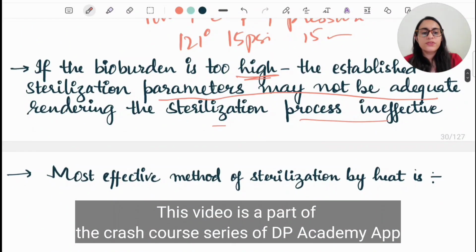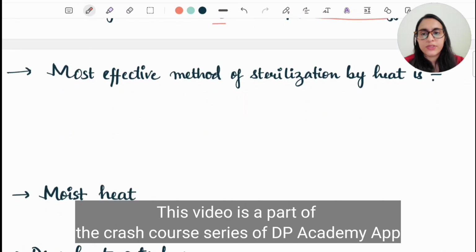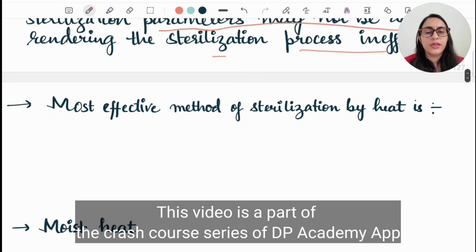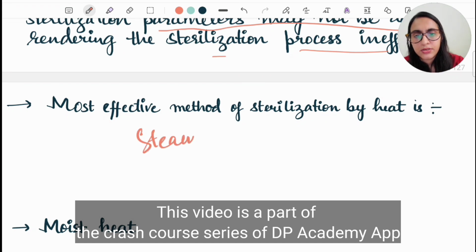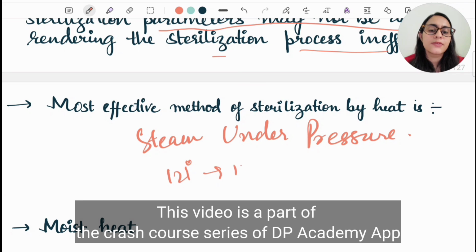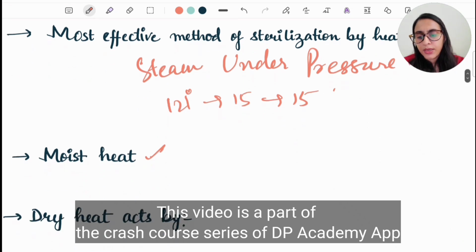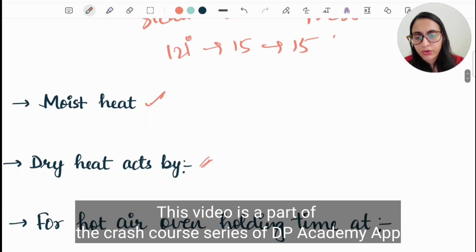The most effective method of sterilization by heat is the autoclave, which is steam under pressure, or you can say moist heat sterilization. If they ask for the best or most effective method of sterilization, it is steam under pressure, which is the autoclave. What is the autoclave sterilization cycle? 121 degrees Celsius, 15 psi pressure for 15 minutes. Moist heat kills microorganisms by denaturation and coagulation of protein, and dry heat kills by denaturation and oxidative damage. We have already talked about this.